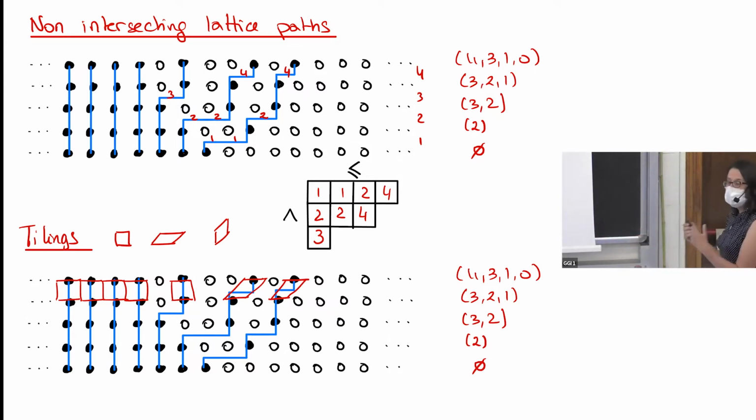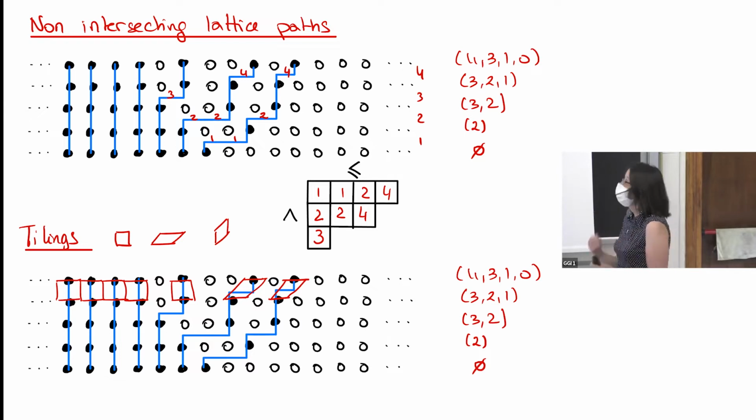Okay, and again, it's not too hard to see that being a sequence of interlacing partitions is going to give you the fact that the paths are non-intersecting and that the tableaus are weakly increasing in rows and strictly increasing in columns. So now I went from my tableau to my sequence of interlacing partitions. Now I want to make a bijection with tilings.